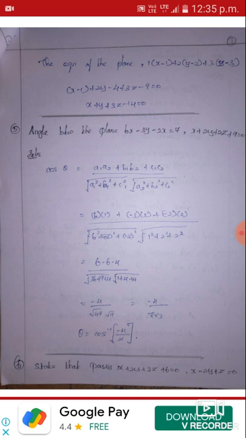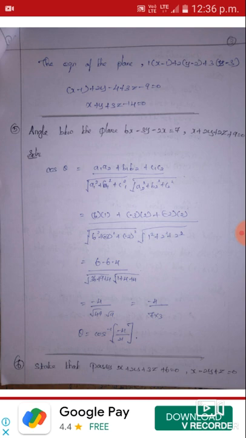Find the angle between the planes 6x minus 3y minus 2z plus 7 equal to 0 and x plus 2y plus 2z plus 9 equal to 0. For the angle between the planes, we take the cos theta formula, that is A1 A2 plus B1 B2 plus C1 C2 divided by root of A1 square plus B1 square plus C1 square into root of A2 square plus B2 square plus C2 square.